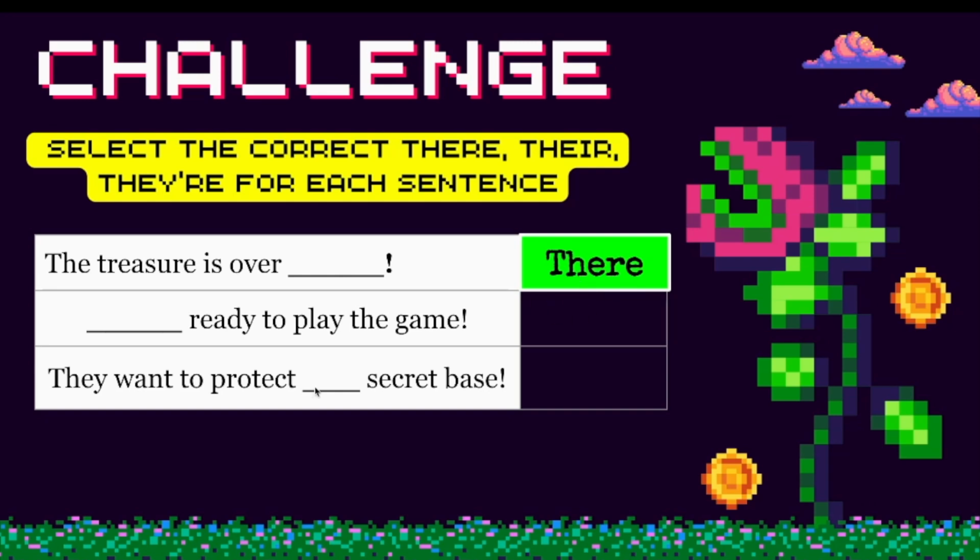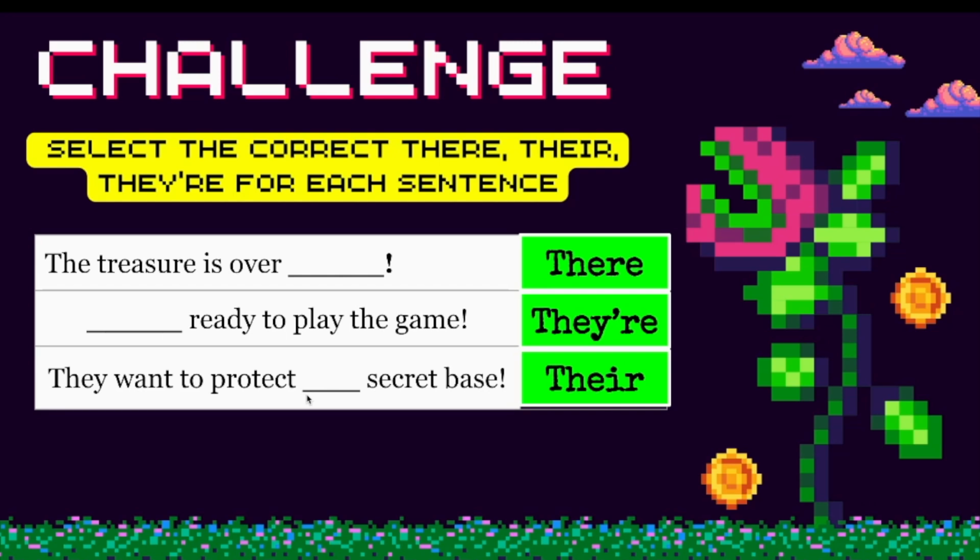They're ready to play the game. Which there did you pick? Hopefully you picked this one with the contraction with the apostrophe. They are ready to play the game would also work. So this is the correct spelling. They want to protect their secret base. It's their base. They own it. So they're showing ownership over the base. We use this there. Now I do have another way to help us remember it.